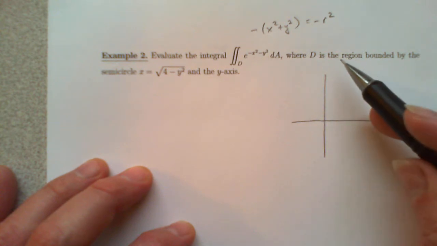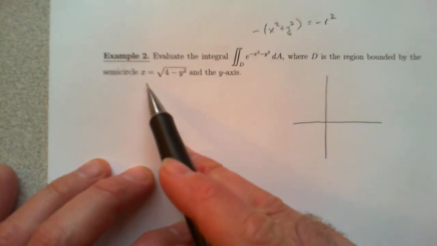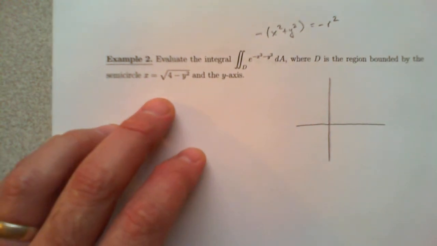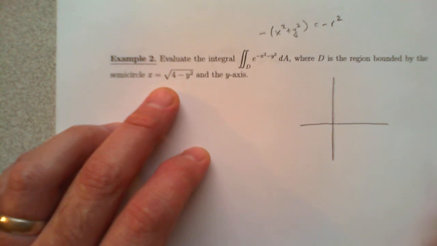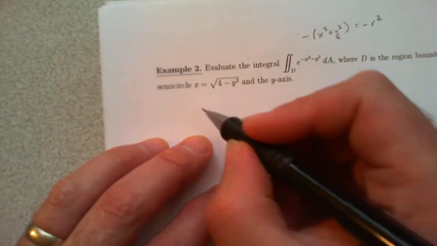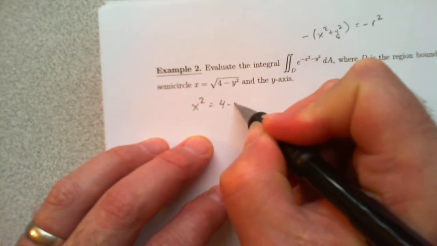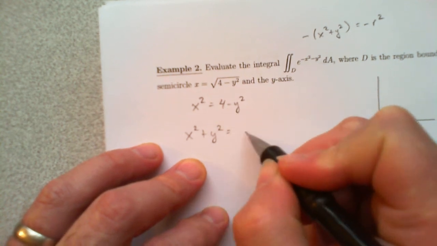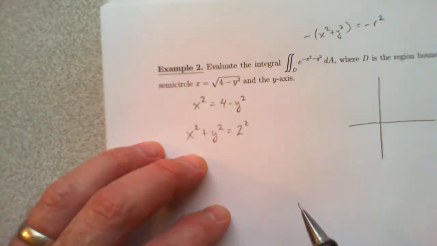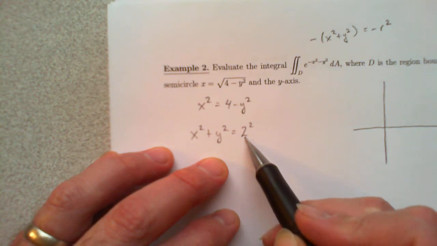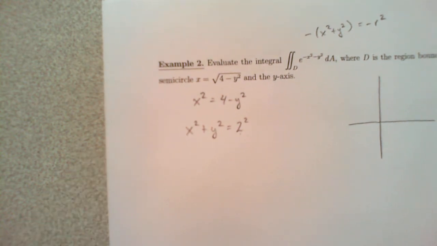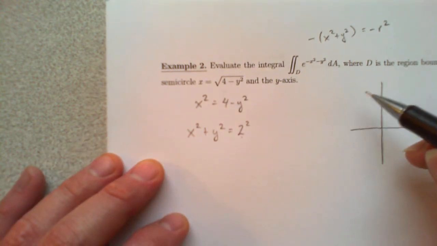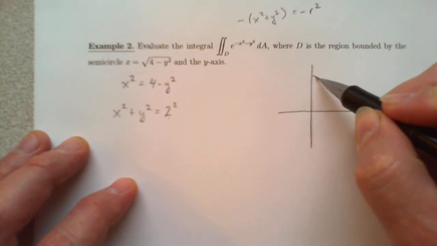Okay, so it says D is the region bounded by the semicircle and the y-axis. Now it's kind of hard to see that that's a semicircle. So the way I actually want to think about it, imagine if I squared both sides of that. x squared is 4 minus y squared, or x squared plus y squared is 4, which is 2 squared. I'm just writing it like that so we can explicitly see what the radius is. Okay, so the radius is 2, not 4.